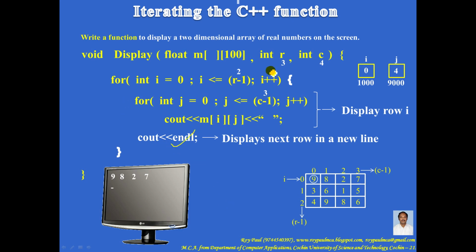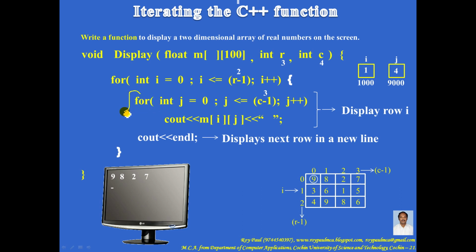After this, control comes here, I plus plus. So 0 plus plus, it becomes 1. Now after this, condition check 1 less than or equal to 2, condition true, it comes inside. So here I became 1, so this will become 1. I became 1, 1 less than or equal to 2, correct, it comes inside.